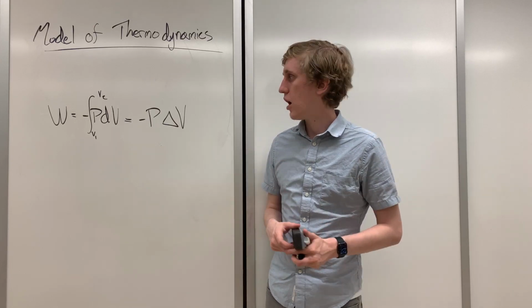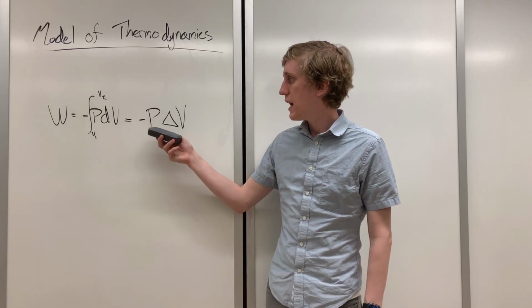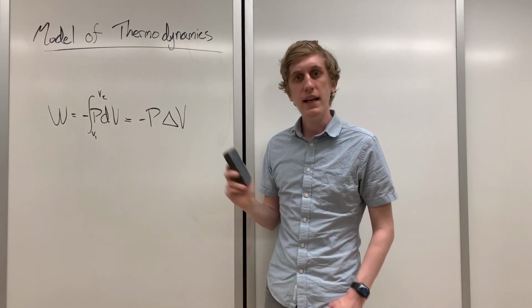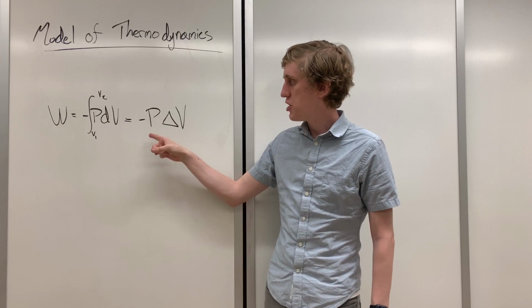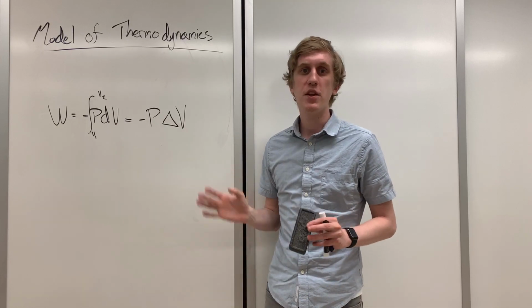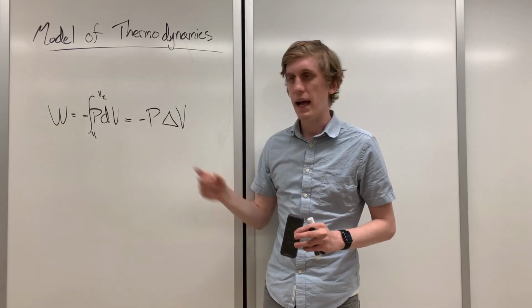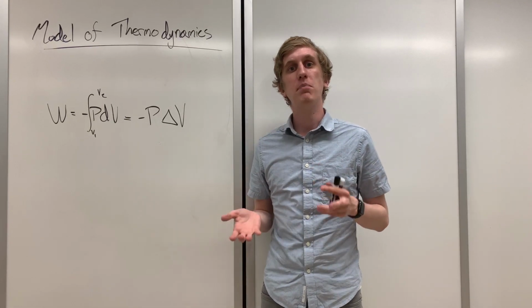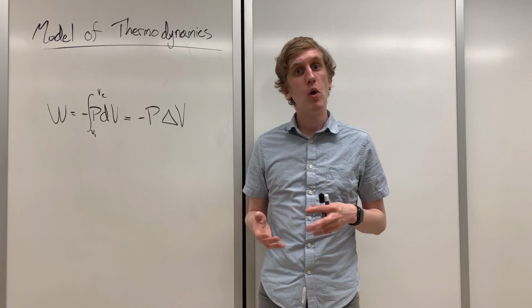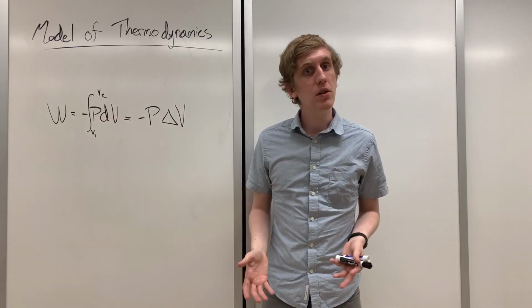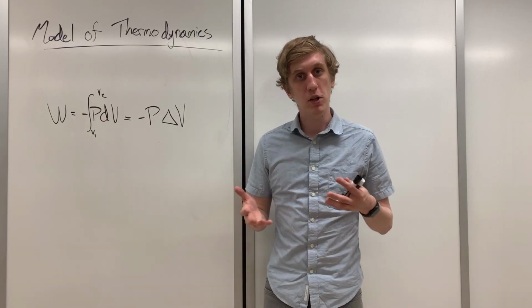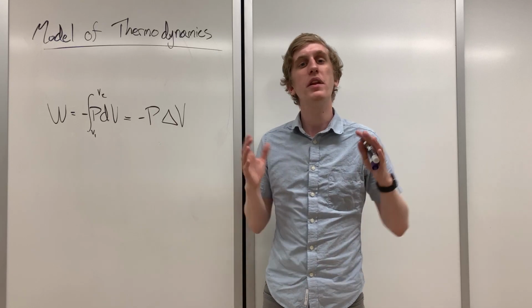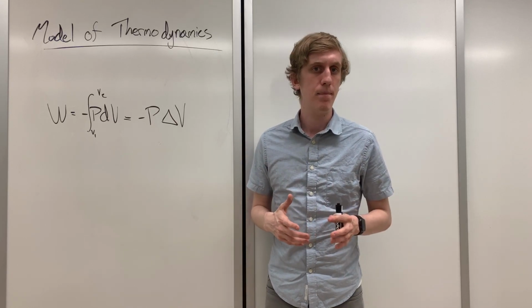If the system is at constant pressure, then the work can just be determined by this. We take the pressure, multiply by the change in volume, and then add a negative sign. Let's think about what happens if the change in volume is positive. As an example, imagine blowing up a balloon. The volume of the balloon is increasing, and so there's work being done.